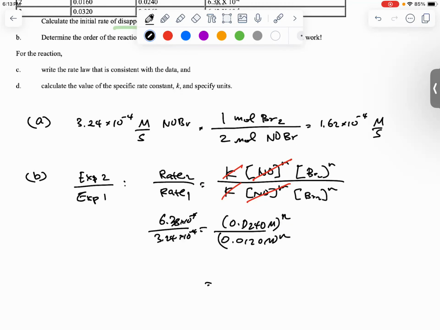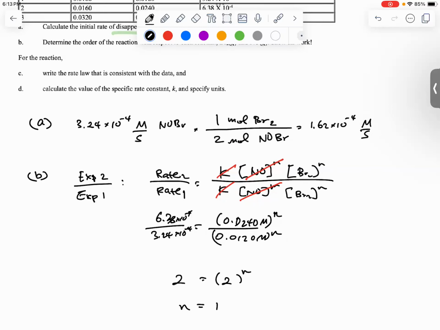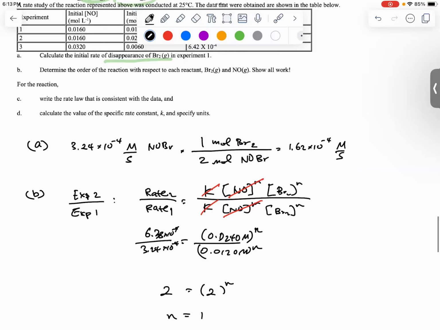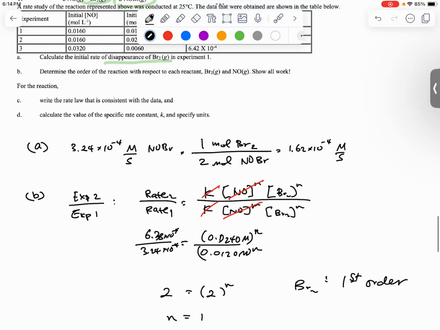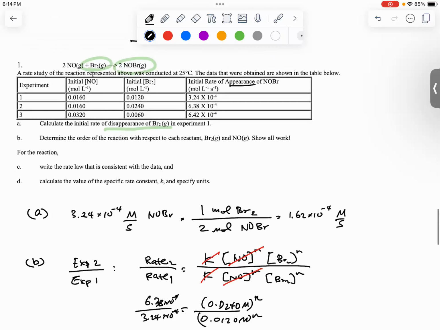So n is equal to 1, so for Br2, it's first order. Overall, well, how do you know? We don't know because we don't know the order for NO yet. 2 is equal to 2 to the exponent. We've got to find out the exponent for NO.